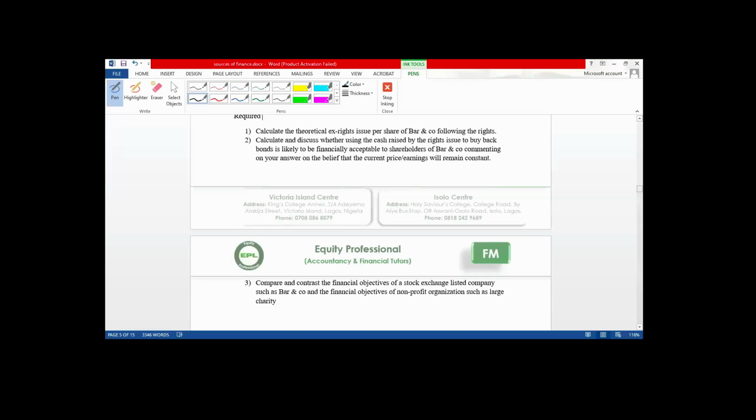So to answer this requirement 2, you are going to calculate earnings per share before the proposal, then earnings per share after the proposal. We can now compare the earnings per share, whether it is increasing or decreasing or it remains the same.